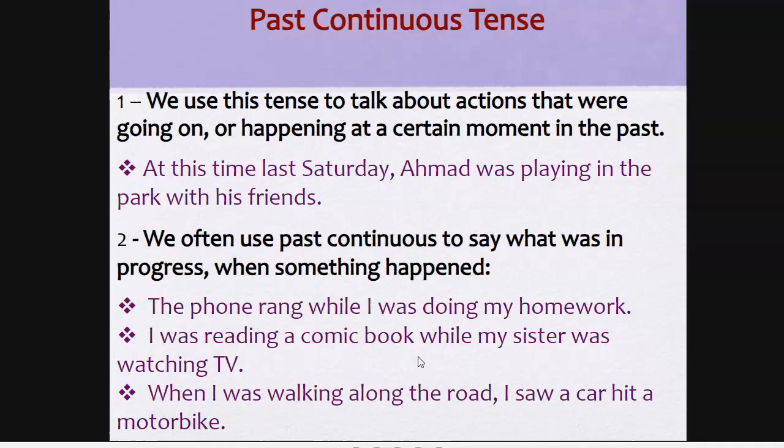Also, you can see the past simple verbs: saw, rang, and "last Saturday," for example. All of them are the past simple. So let's continue.